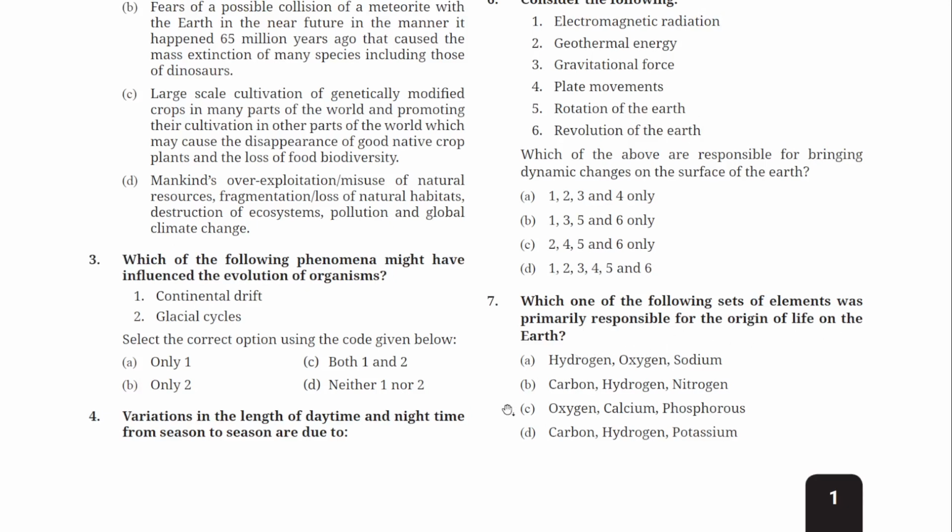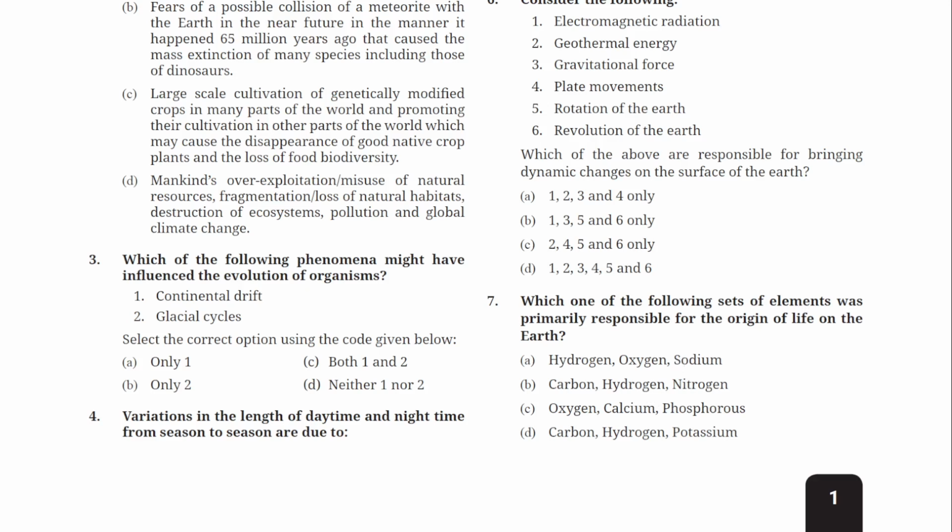Which of the following sets of elements was primarily responsible for the origin of life on the Earth? So seventh question. It is almost an easy question here. Carbon, hydrogen, and nitrogen. You can eliminate very easily here. C, H, and N. These three are the primary elements responsible for the origin of life. So it is a question coming from evolution of atmosphere and hydrosphere.